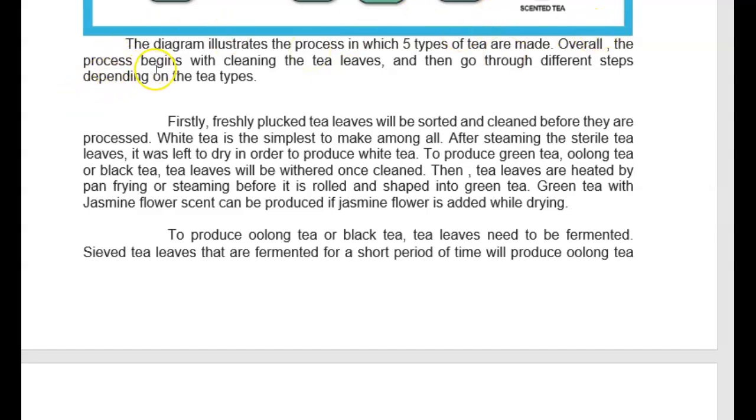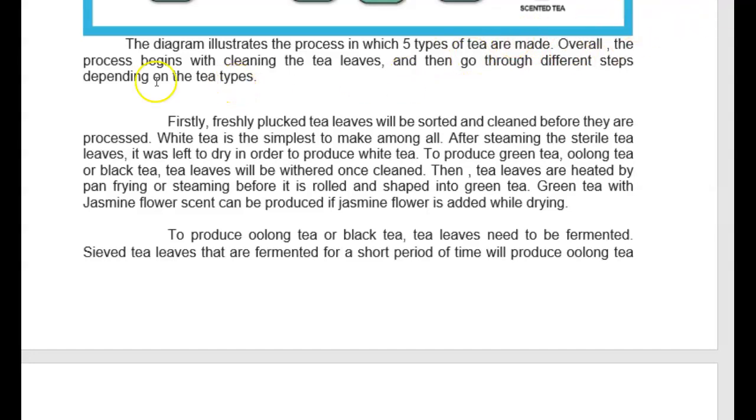So it begins with cleaning and then going through various steps. But still, that's still a little awkward. So maybe we could change that a bit too. Let's try it one more time.